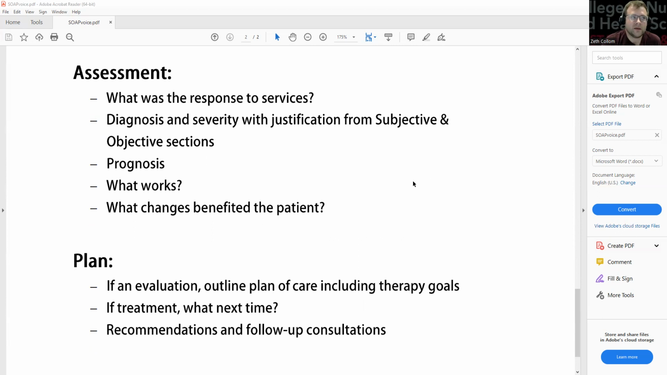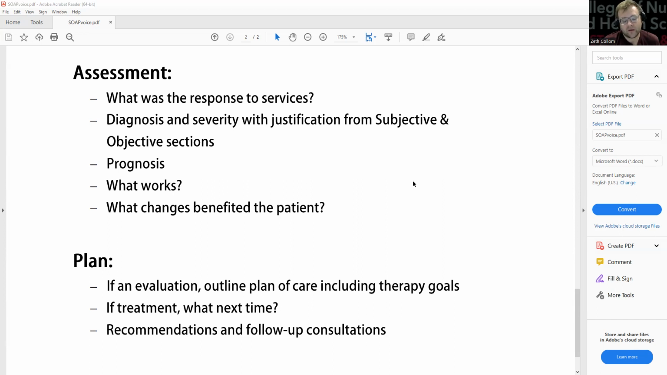It's becoming more and more common in medical settings for there to be an assessment and a problem list of assessment. Number one, dysphonia, and then kind of what are your impressions about that dysphonia and what are you going to do about it. But really, you're looking at what was the response to services, and then if it is an evaluation visit, your diagnosis and severity with justification from both subjective and objective sections.